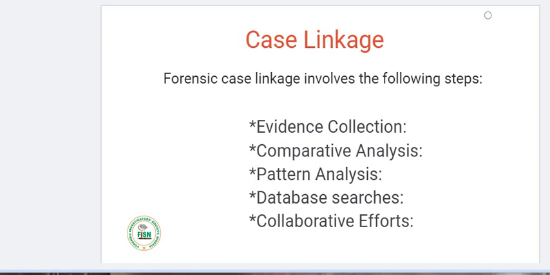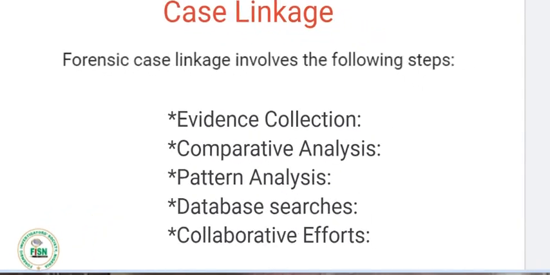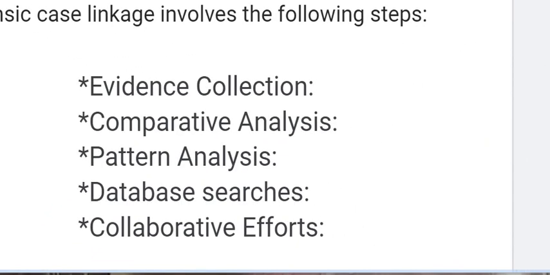So forensic evidence such as DNA, fingerprint, ballistic, and trace evidence can provide valuable clues for establishing connections between seemingly unrelated crimes. So forensic case linkage often involves the following steps that you have on the screen. The first one is evidence collection.